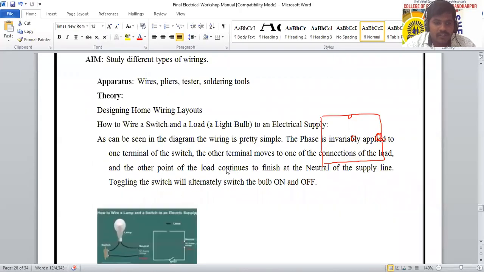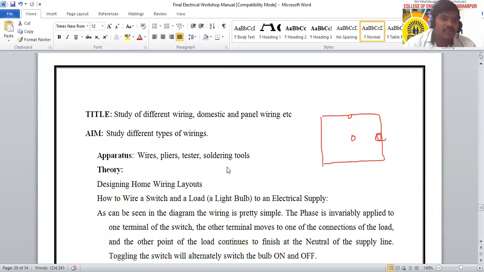So this is the study of different types of wiring, like simple wiring, domestic wiring, and controlling one single load by using two switches, when the switches are connected in parallel and when the switches are connected in series. So this part we have discussed in today's practical, that is the study of different types of wiring and different types of panel wiring.